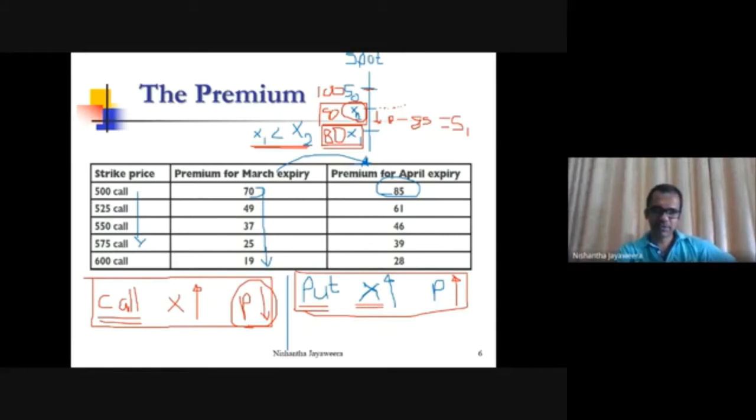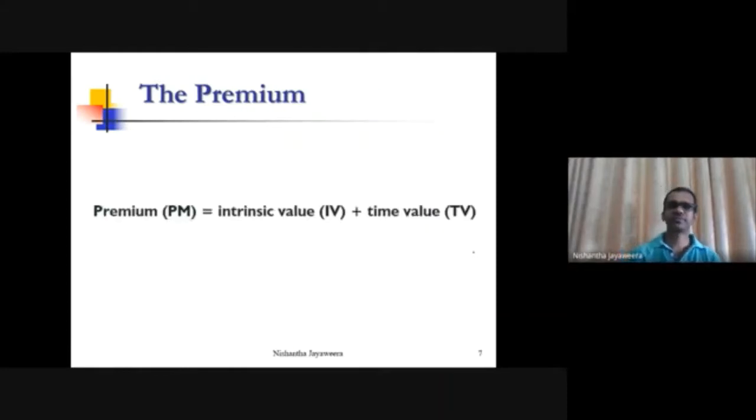Not only that, you can see with the time to maturity, there's a difference in price as well. When the time to maturity increases, the price also increases. So therefore, the premium of an option has two components. One we call the intrinsic value. The other part we call the time value.